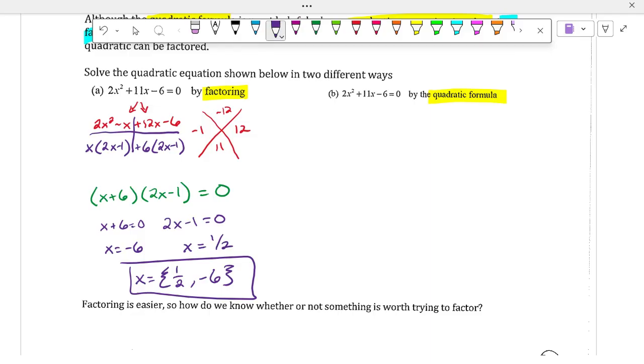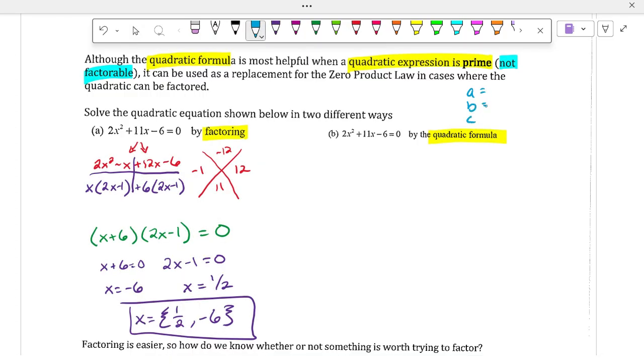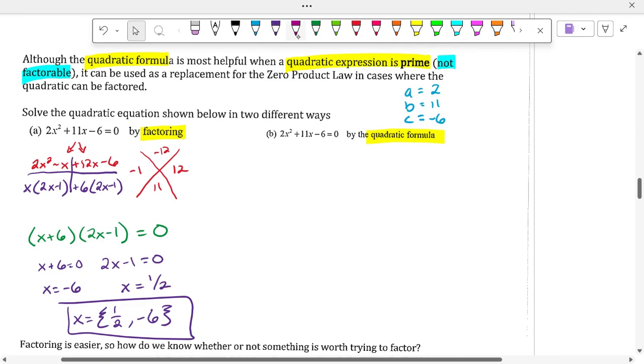Now, will the quadratic formula be the easier way to do this? No. If it's factorable, I recommend factoring. But we're still going to do the quadratic formula just so you can see how it works. So the very first thing you should always do with the quadratic formula is list your A, B, and C values. So you know exactly what you're plugging in. So what's my A value? 2. What's my B? C. All right. Now, I'm just going to put the quadratic formula over here just so we can reference it.